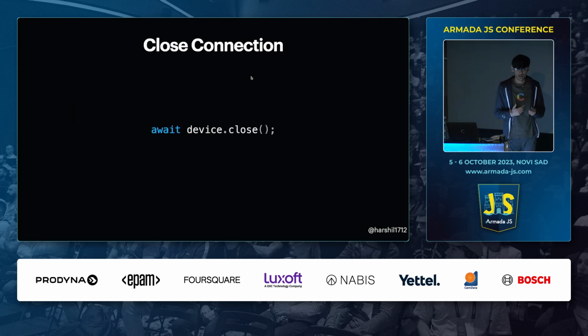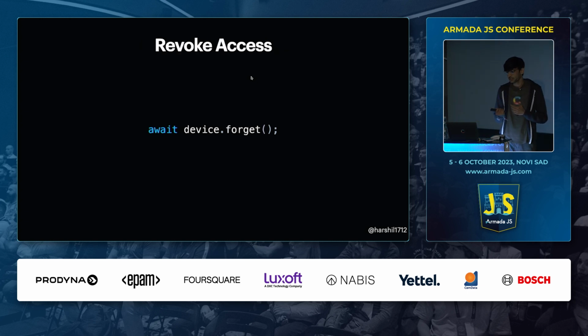Now, in the gamepad API, we did not really have to open the connection explicitly, but in the WebHID API, we do that. And if we open up a connection, we also need to make sure that we are closing the connection. And to do that, we use the close function. But if you want to close the connection and disconnect the controller completely, you use the forget function, and this would revoke the access of the user, and the user would have to go again through the whole connection flow.